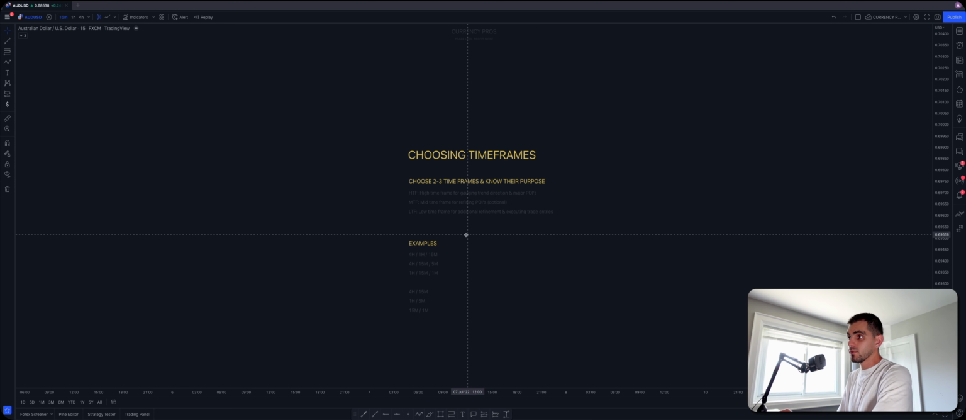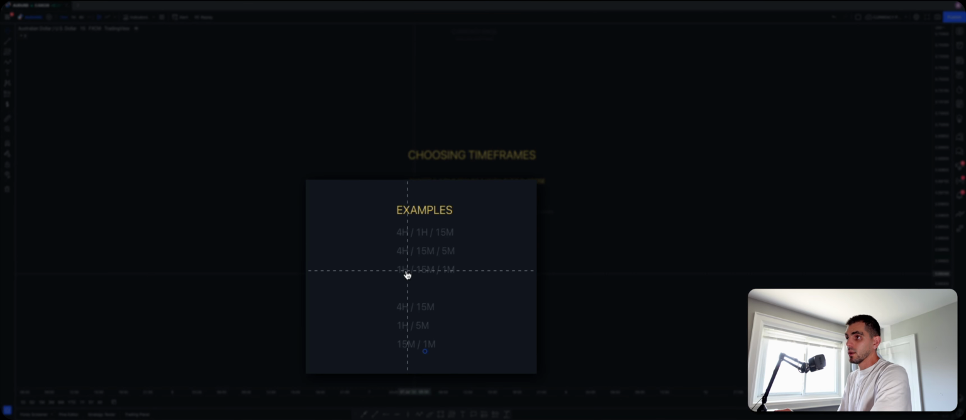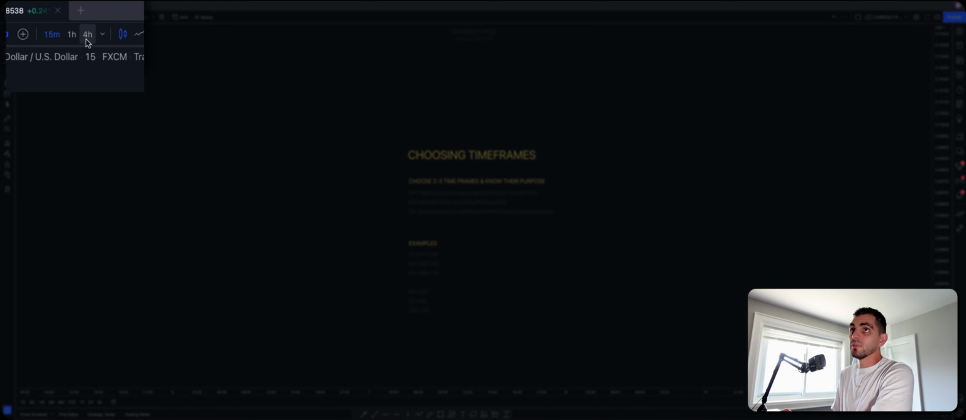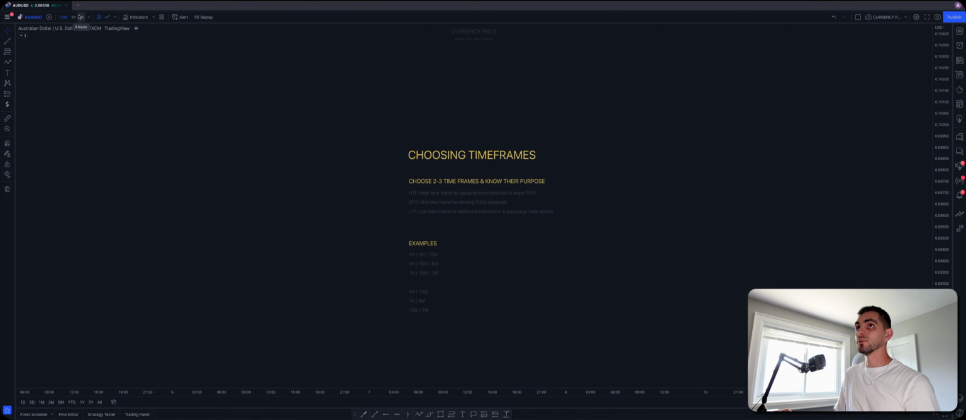Okay, so I've written a few examples down below. Now, the first few are examples of 3 time frames going together. So for example, this is what I've been using lately, the 4-hour, 1 hour, and 15-minute timeframes. You'll see that in my top left corner here on TradingView. This is what I've been utilizing most frequently.